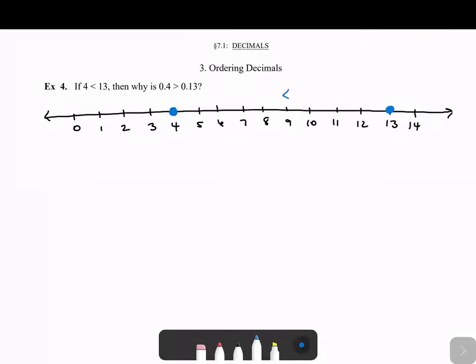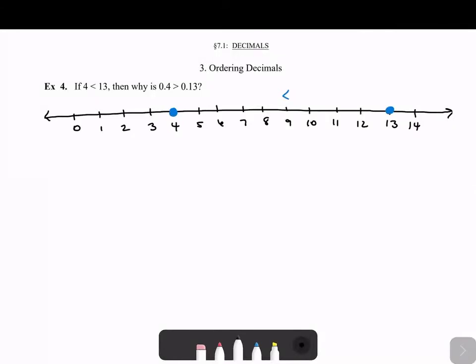However, if instead we look at 0.4 and 0.13, then things are a little bit different because the place values of the digits change when the decimal points are added. 4 just has value in the ones place, whereas 13 has value in the ones place and the tens place. So clearly that means that 13 will be bigger.